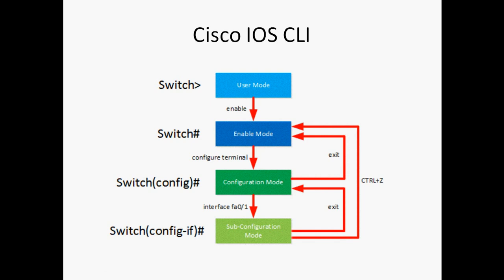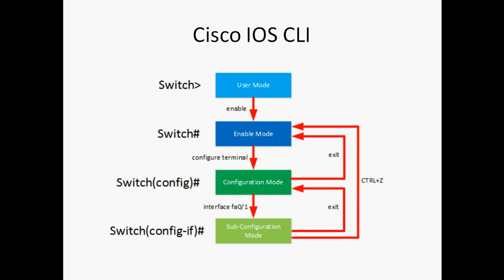User mode is the initial mode. When the router or switch reboots, it comes into user mode. In user mode, the prompt looks like switch followed by the greater than symbol. If you see the greater than symbol, the router or switch is in user mode. User mode has limited access only. The privilege level for user mode is 1.